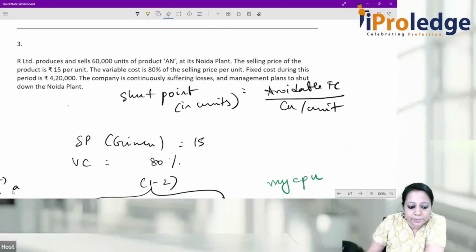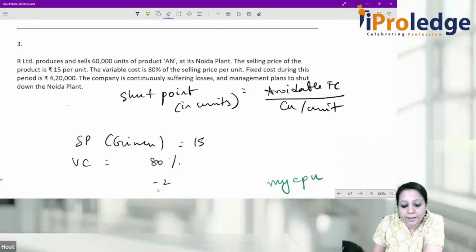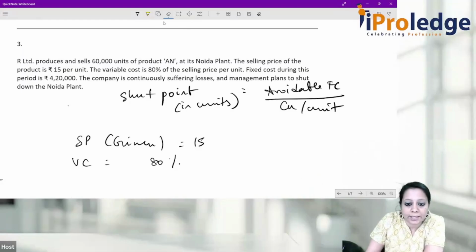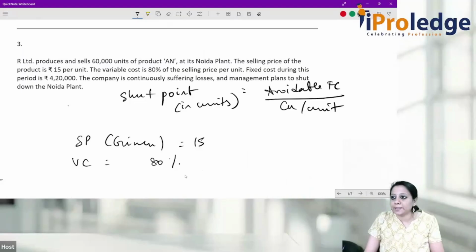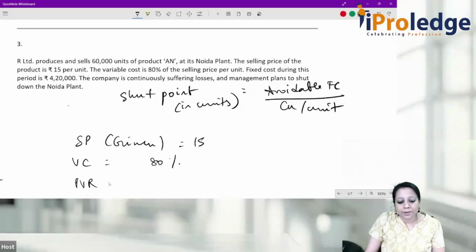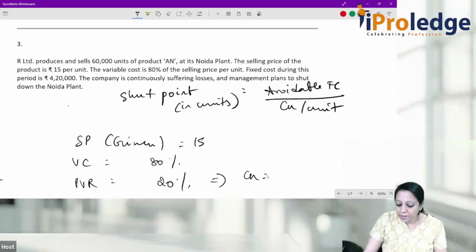I told you it can come in MCQs also. I have told you in the regular lectures. If variable cost ratio is 80%, PVR has to be 20%, opposite. So PVR is equal to 20% means contribution is equal to how much? 15 into 20%, that is 3. Yes, rupees 3 per unit contribution.